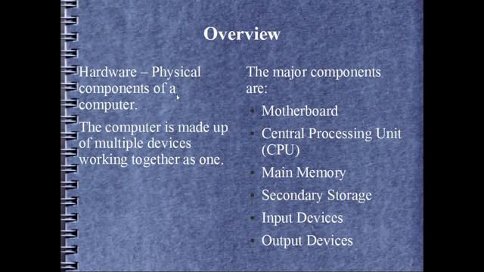Alright, hardware is the physical components of the computer. If you can touch it with your hands, well, when it's out of the computer, of course, then it's hardware. Computers aren't just one solid piece. There's multiple components working together as one whole. The major components are the motherboard, the central processing unit, which is the CPU, main memory, secondary storage, input and output devices.